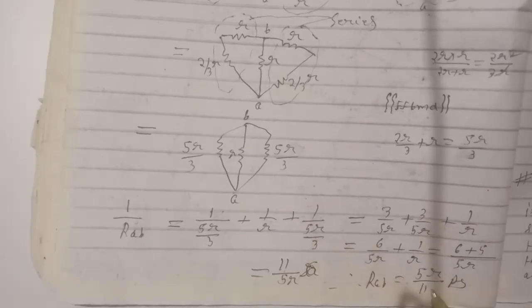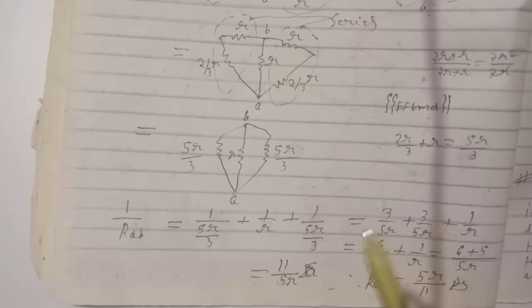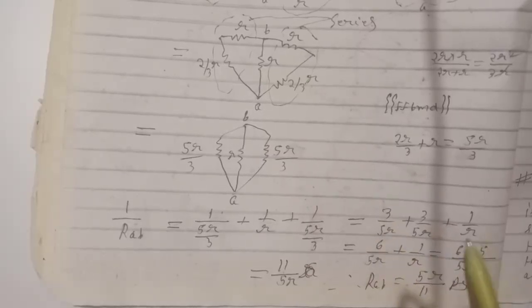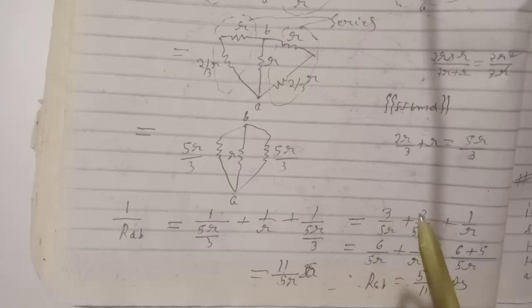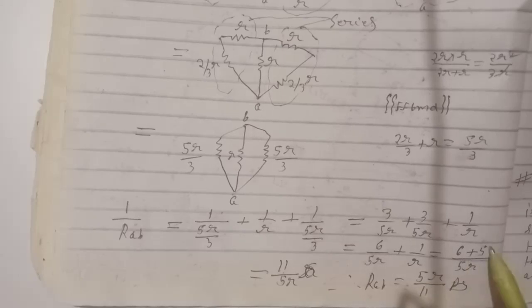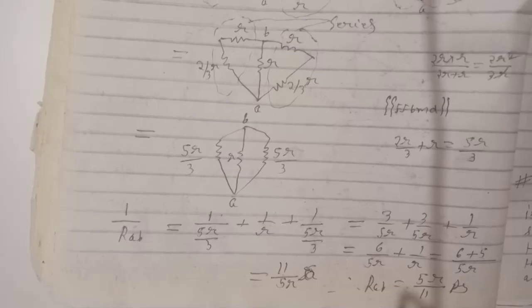Solving, we get finally RAB equal to 5R by 11, that is 3 by 5R plus 3 by 5R plus 1 by R. Now this will add up to 6 by 5R plus 1 by R, now 5R, and this will be 6, and this will be 5. So 1 by RAB will be 11 by 5R. So reversing, RAB will be 5R by 11, the answer.